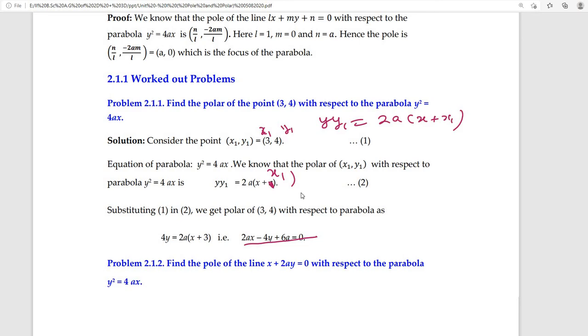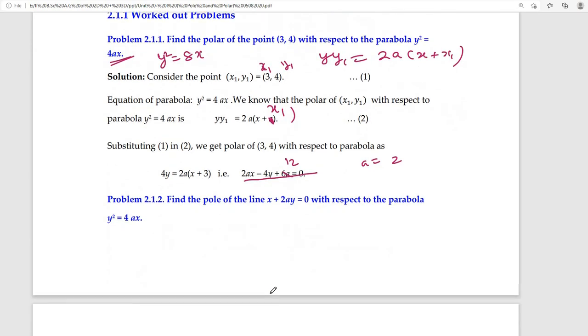In this case, instead of y square is equal to 4ax, if you are given 8x say, then here you will have 12 because your a is 2. So the problem is to be read carefully, whether you are given 4ax or a is assumed to have some value. That part we have to be very clear about.